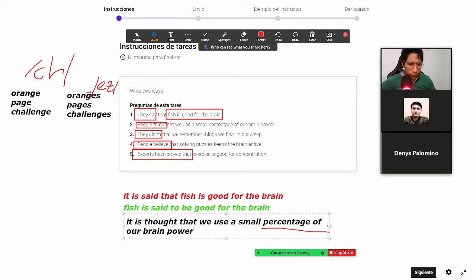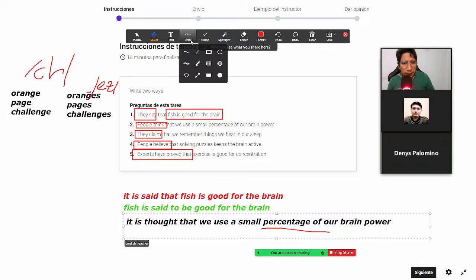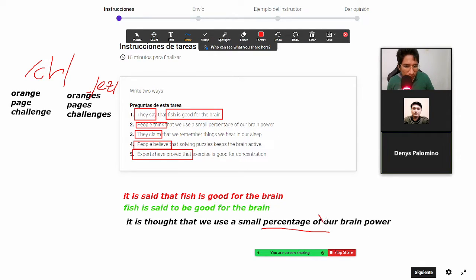of our brain power. Yeah, guys, another tip. If you have the possibility to omit some sound, because in fast speech we omit sounds, you don't pronounce the of. You say our, like the R in the alphabet. R. You got it? R, nada más, como la R en inglés. A ver, voy a leer, mira. It is thought that we use a small percentage of our brain power. Or brain power. ¿Puedes pronunciar our? O la R del alfabeto, R, nada más.